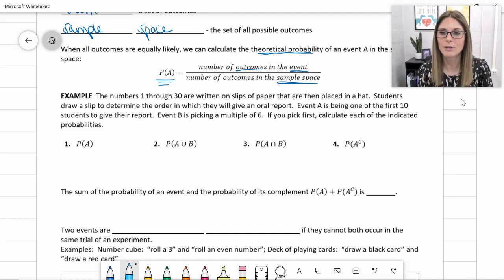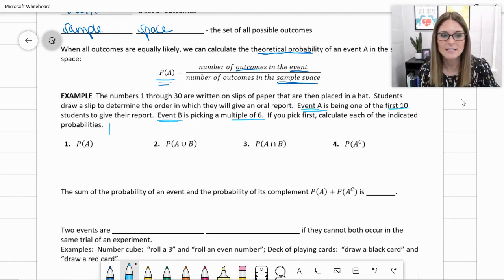The numbers 1 through 30 are written on slips of paper that are placed in a hat. Students draw a slip to determine the order in which they will give an oral report. Event A is being one of the first 10 students to give their report, or in other words, the students that drew numbers 1 through 10. Event B is picking a multiple of 6, so students that draw a multiple of 6. If you pick first, calculate each of the indicated probabilities.